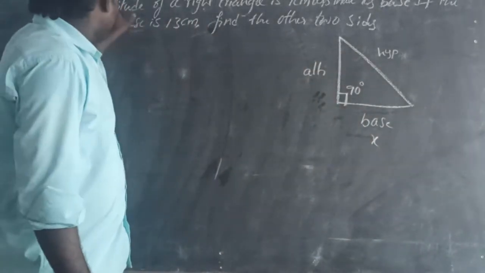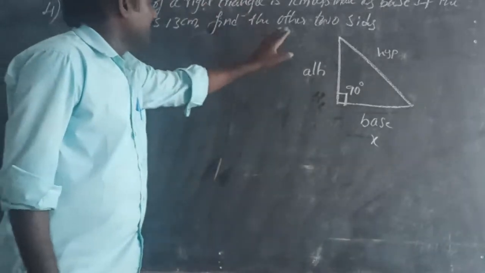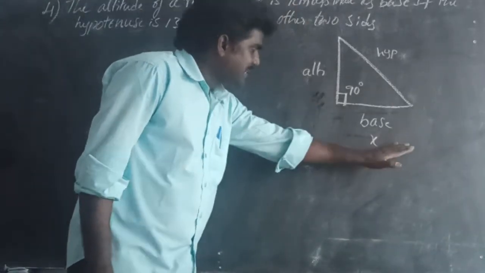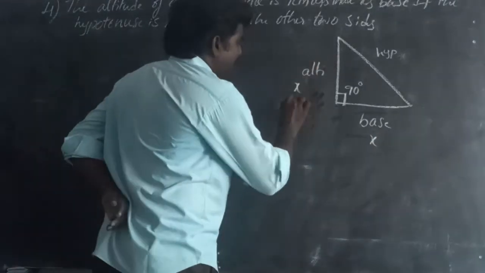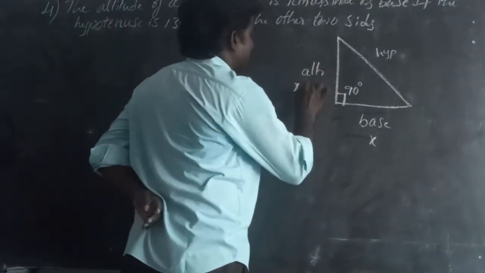Okay, what is the question? Altitude of a right triangle. So this one is 7 centimeter less than the base. So what is the base? X. Less than means minus. How much less than? 7.